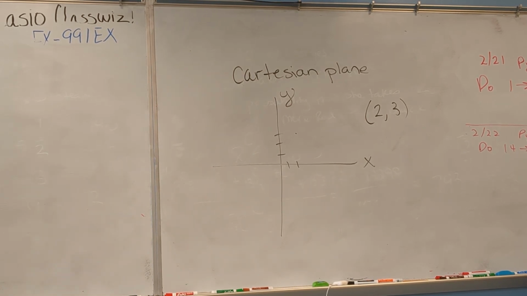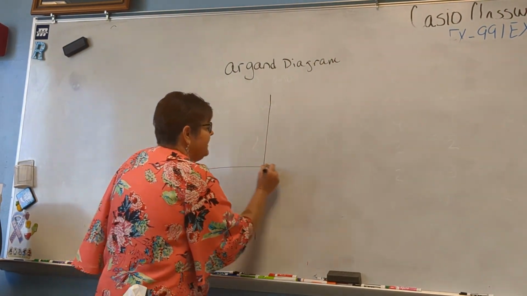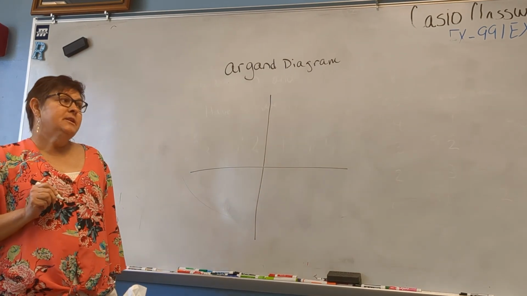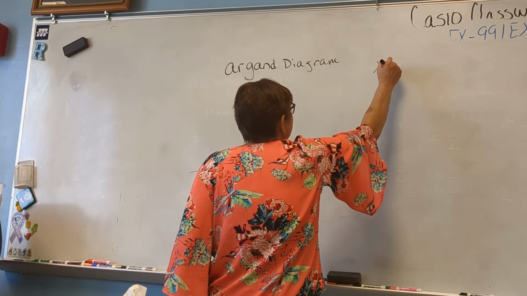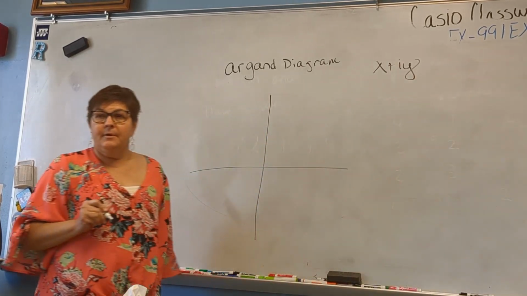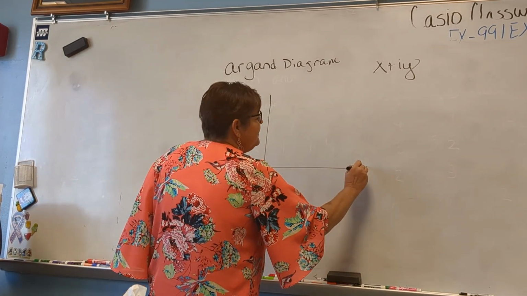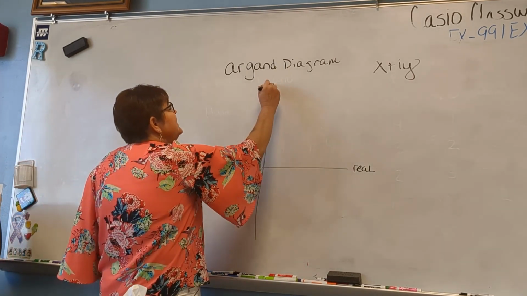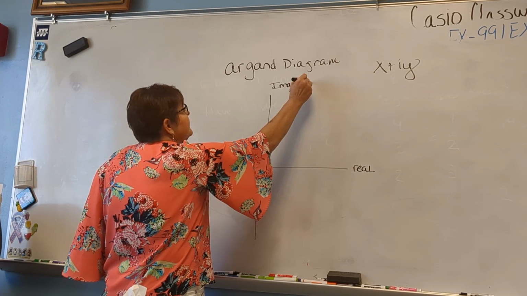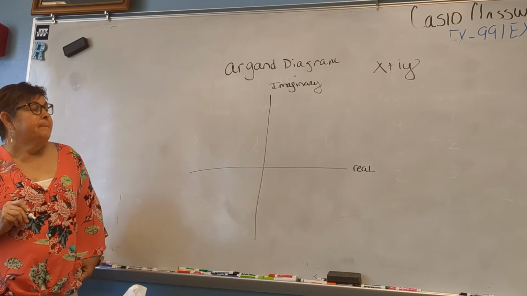So we're going to go from what we call a Cartesian plane into something called an Argand diagram. It'll look really familiar. Your Cartesian plane is broken down into an x and a y, where your Argand diagram is going to be working with a complex number. So the real axis is what we know as the x-axis. Your imaginary axis is what we know as the y-axis.